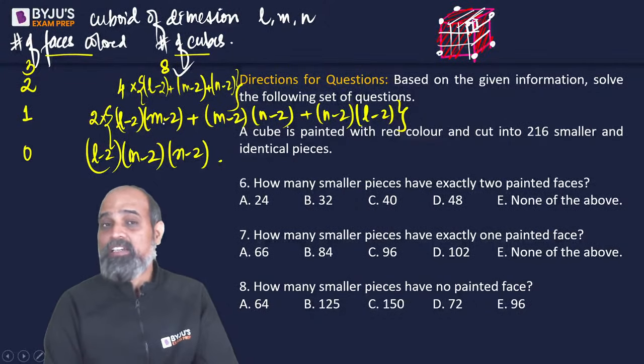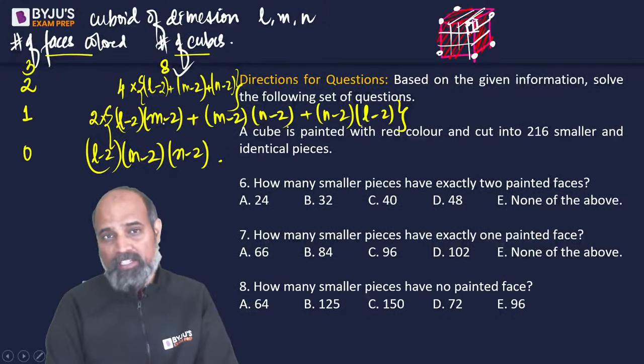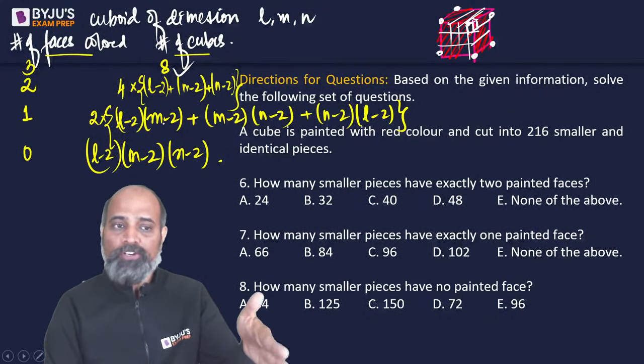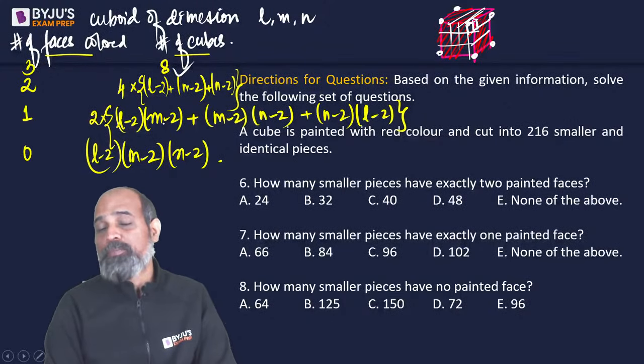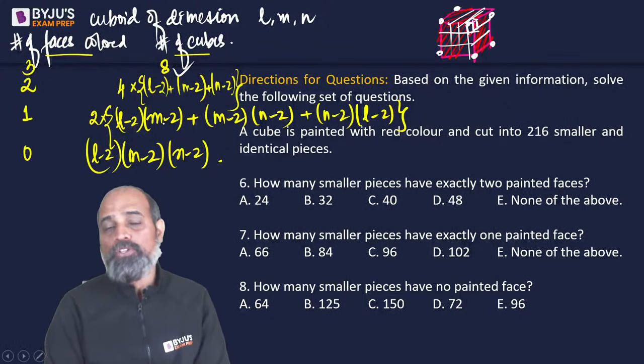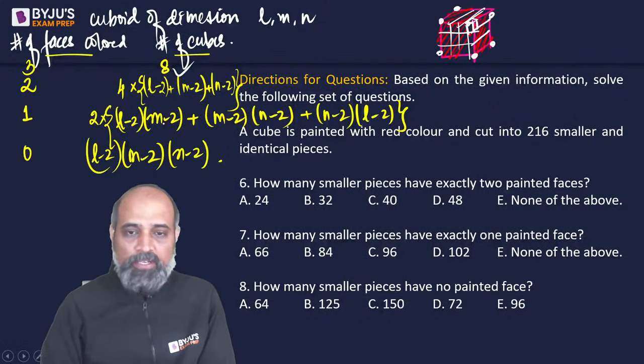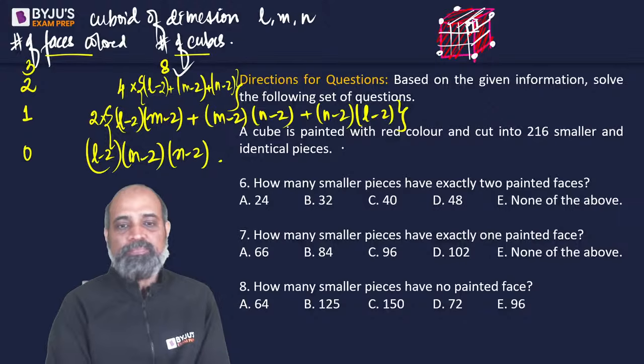For 1 face colored, it's going to be 6 times n minus 2 whole square. And for 0 faces colored, it will become n minus 2 whole cube. Not 0 faces, 0 face colored. Okay? चलो अब solve करते हैं.